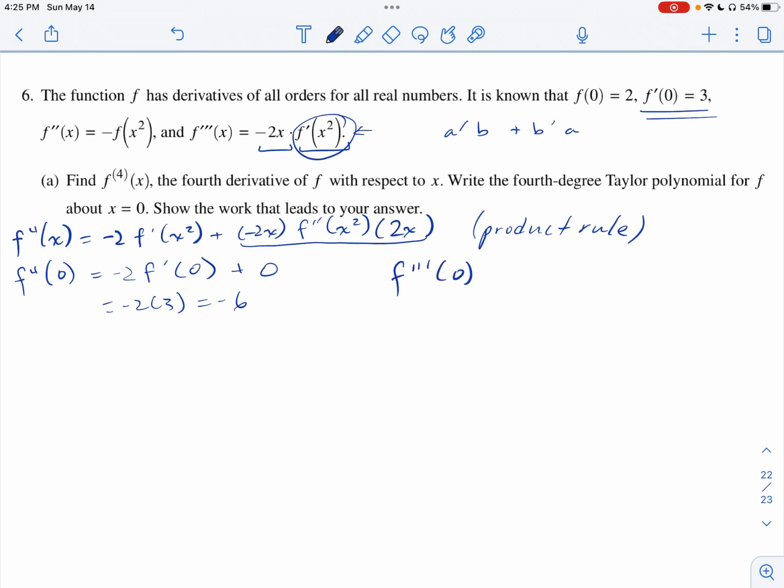But again, we kind of saw that from our previous step. This is going to be negative 2 times 0 times f prime of 0. Again, since we have a 0 here, this is all going to be equal to 0. Okay, so let's set up our Taylor polynomial.